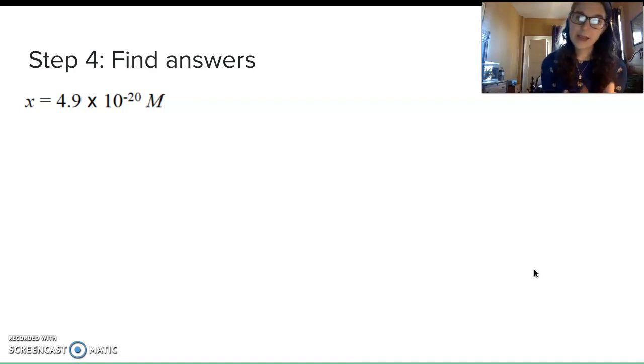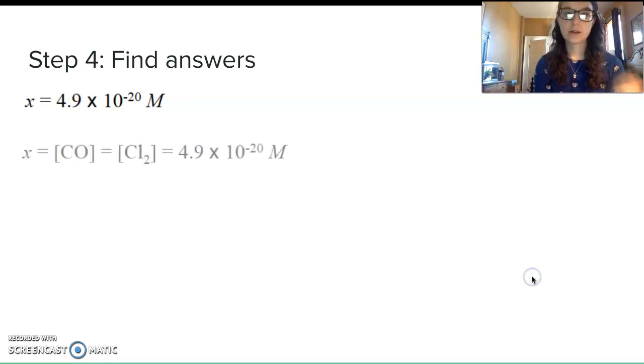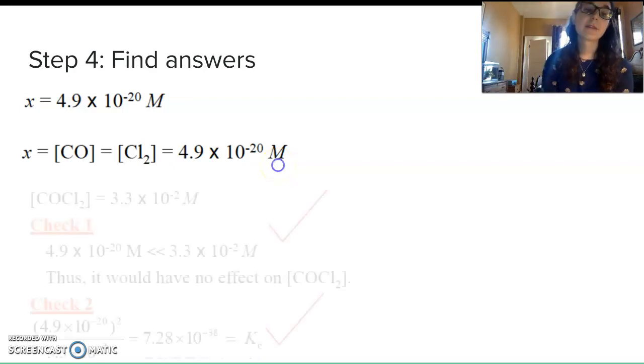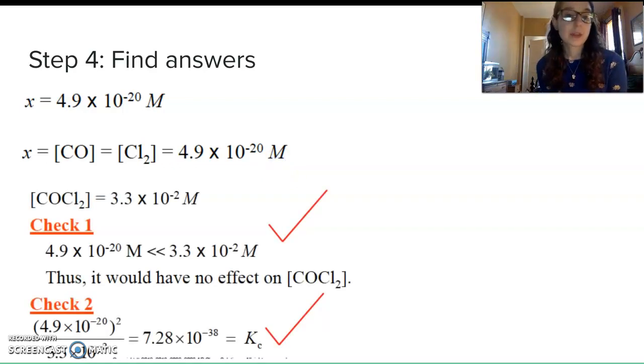Now we go back to that ICE table in the equilibrium section and apply that x. So for both CO and Cl2, those concentrations were equal to x, so they should have a concentration of 4.9 times 10 to the negative 20 molar. For our reactant, it's going to be 3.3 times 10 to the negative 2 minus x, but with sig figs, since this is such a small number, that's basically 3.3 times 10 to the negative 2.